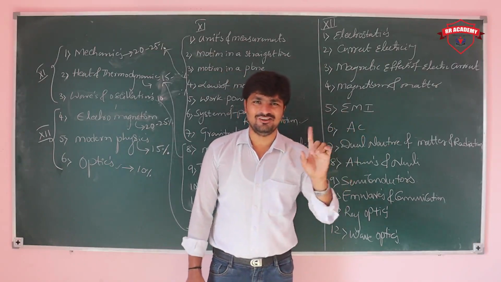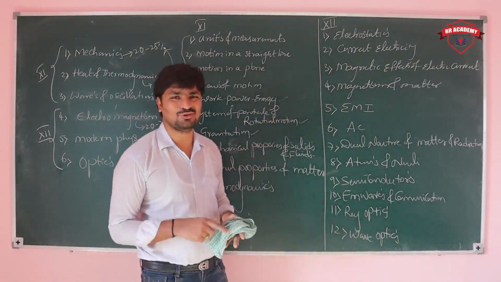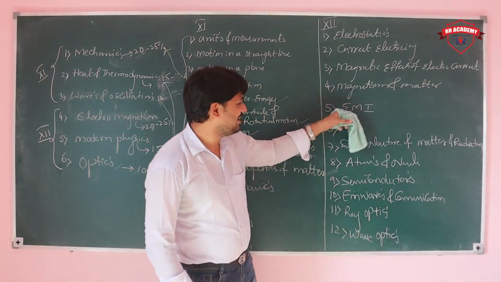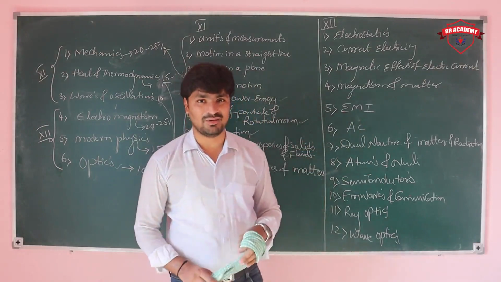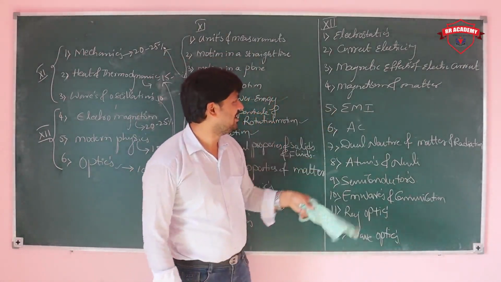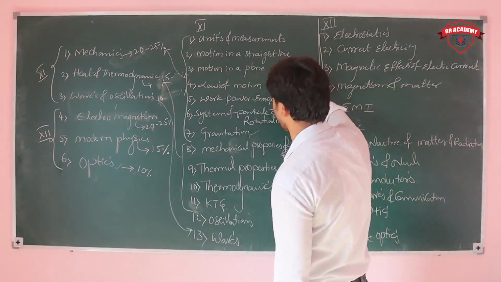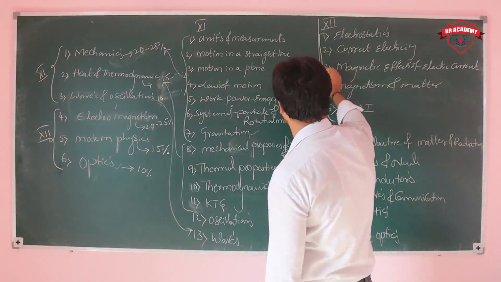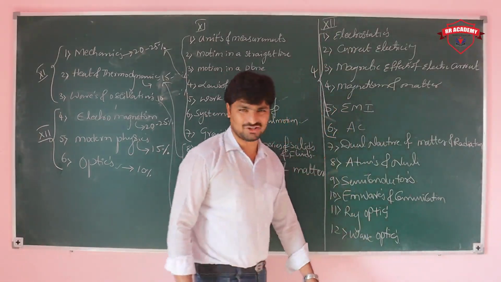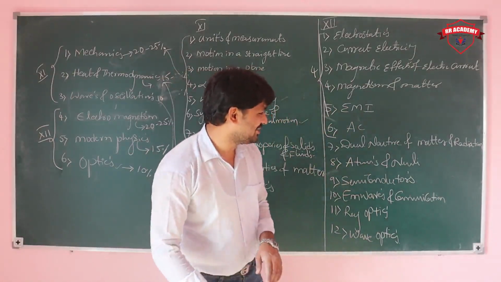And AC, not air conditioner. This AC is alternating current. We have two currents, direct current and alternating current. And here we are going to discuss how the transformer works. That's what is discussed in AC. So all these topics come under electromagnetism. From where to where? From 1 to 6. Electromagnetism.